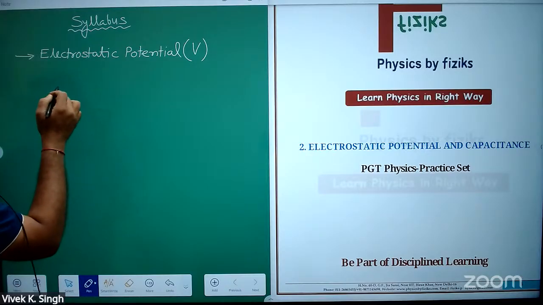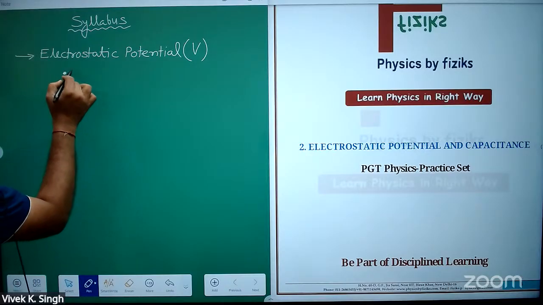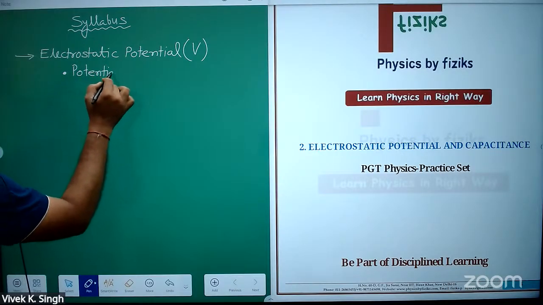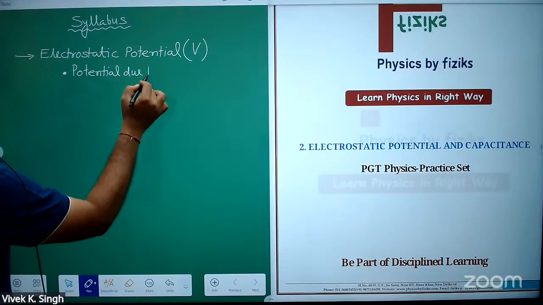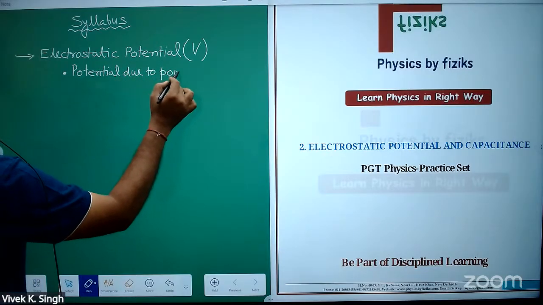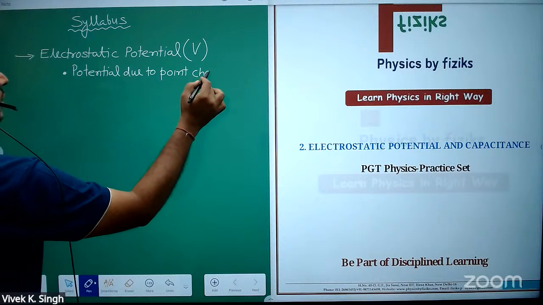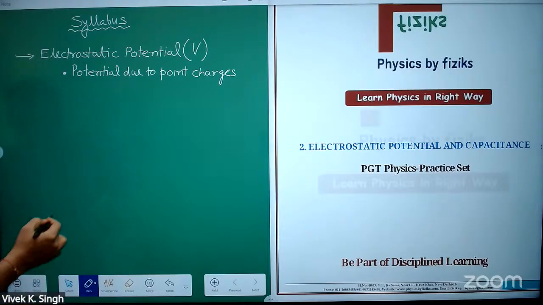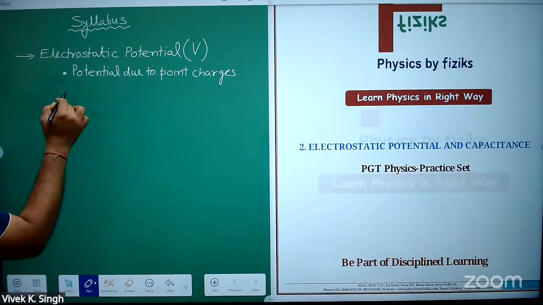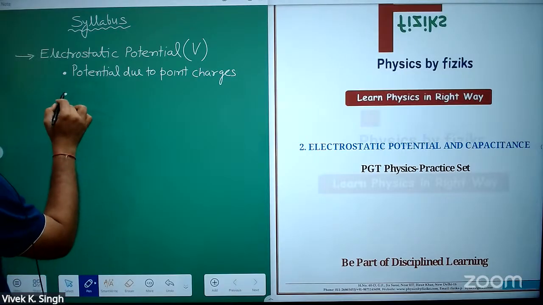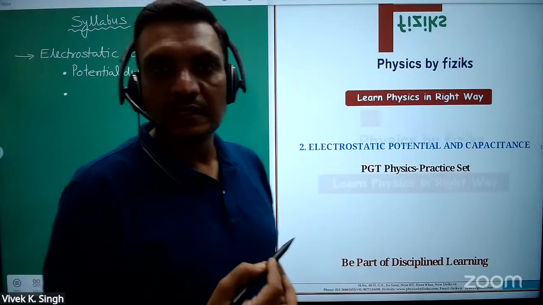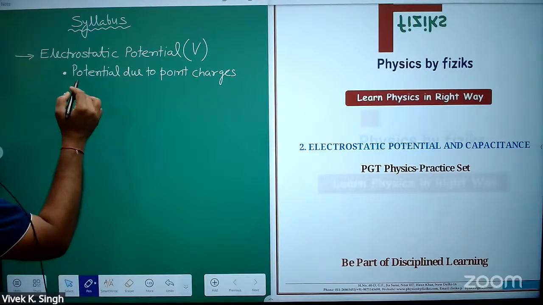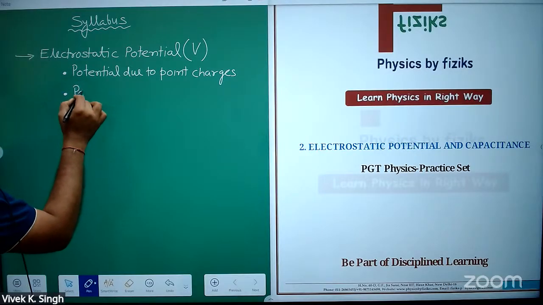Potential due to point charges. So you have a single charge, you have more than one charge, what will be the potential? Then potential due to an electric dipole.